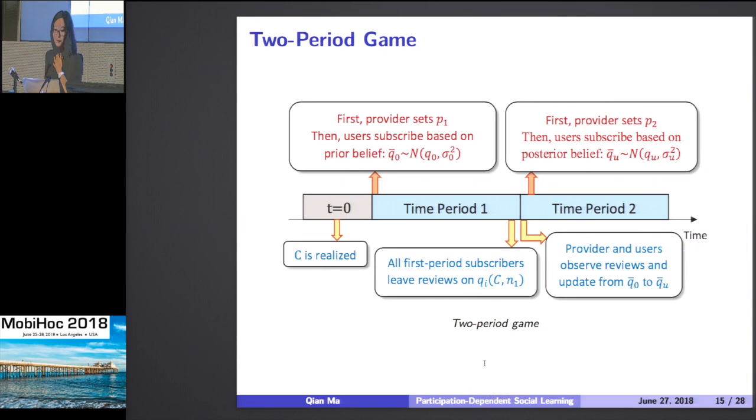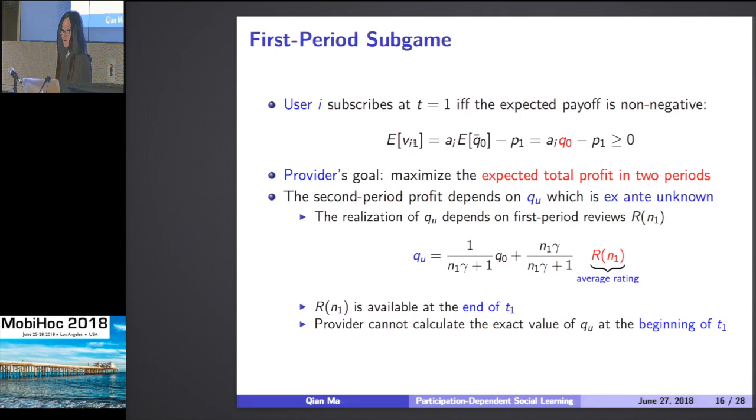Then we move back to the first period subgame. So in the first period, the provider will first set P1, which is the first period price. And then users will subscribe to the provider based on their prior belief over the QS, that is Q bar 0. Specifically, user I will subscribe to the provider in the first period if and only if his expected payoff is non-negative. Note that this user I's expected payoff depends on the prior mean Q0. And the provider's goal in the first period is to maximize its expected total profits in the two periods.